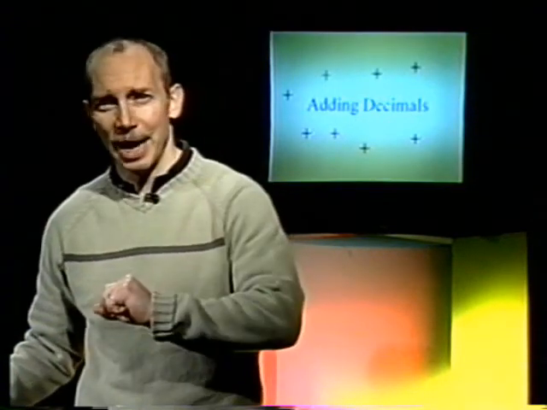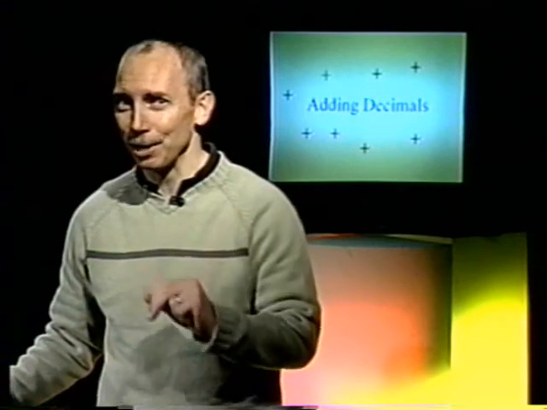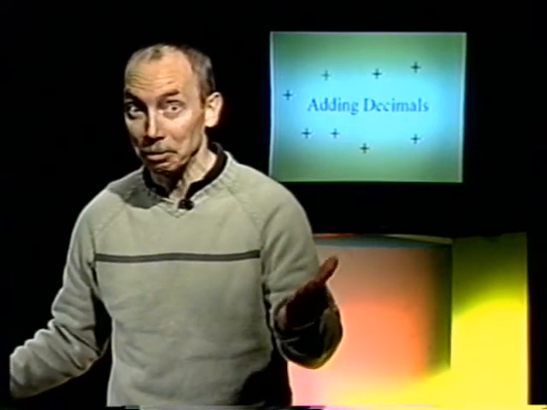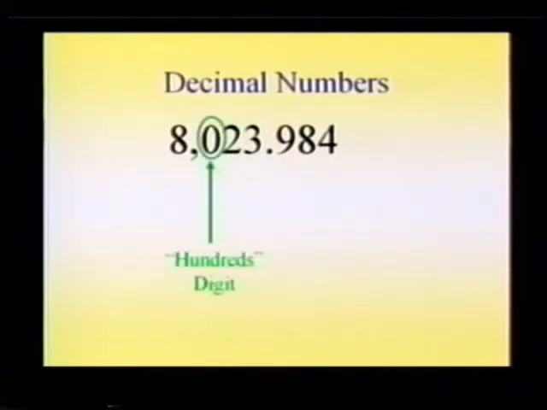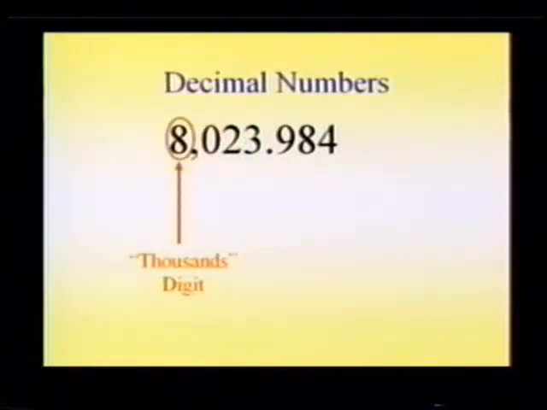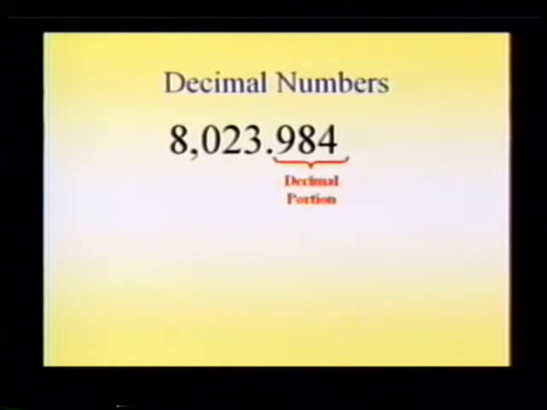Okay, now, how do we add decimals? It's going to be very much like how we add whole numbers. It's always best to start at the beginning. Let's review again the idea of decimal digits, because I think you'll need to know this. We get the whole number part, which is ones, tens, hundreds, thousands, and so on. And then, of course, we have the decimal part.